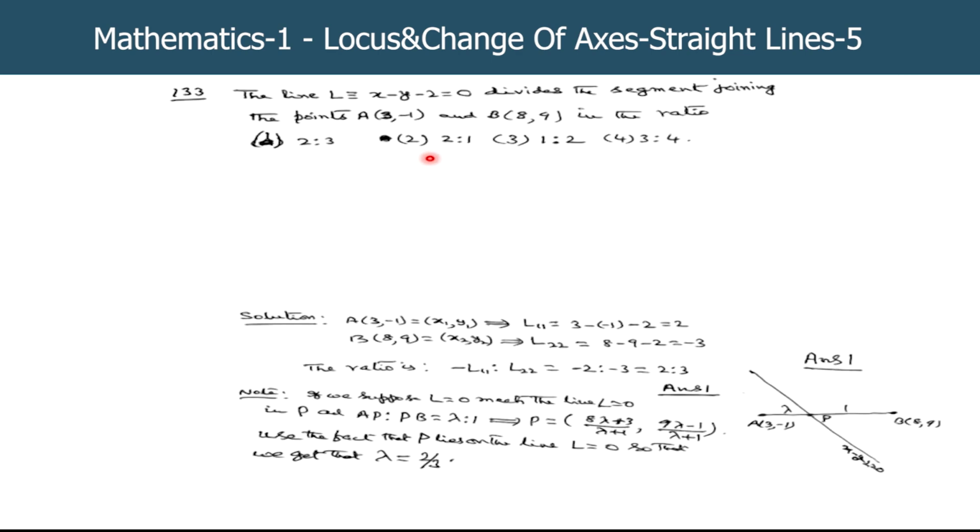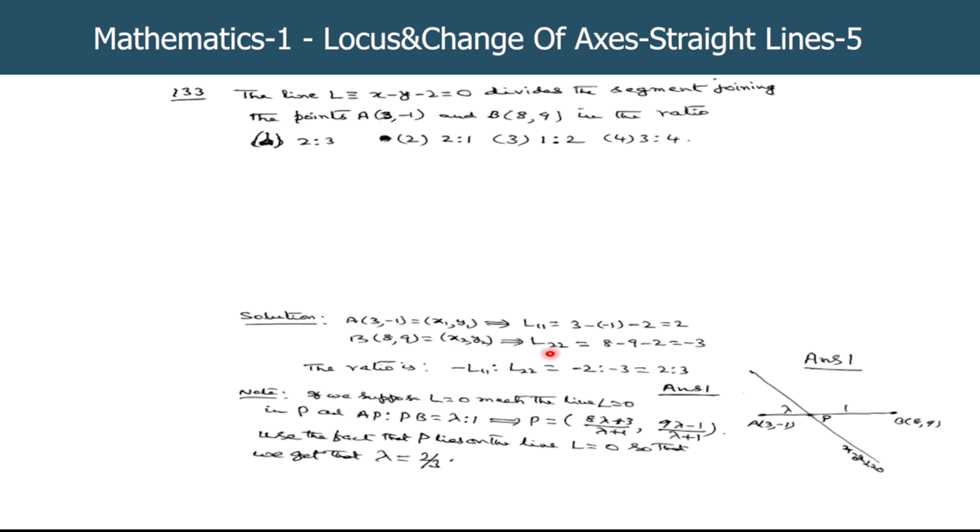133. The line L is equal to x minus y minus 2 equal to 0 divides the segment joining the points A 3 comma minus 1 and B 8 comma 9 in the ratio 1: 2 is to 3, 2: 2 is to 1, 3: 1 is to 2 and 4: 3 is to 4. And suppose A is equal to A 3, minus 1, suppose it is x1 y1, and you know that the given line L11 means 3 minus of minus 1 minus 2 which is equal to 2, and B is equal to 8, 9, suppose it is x2 y2.